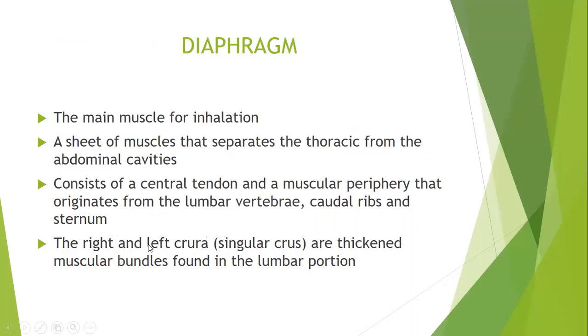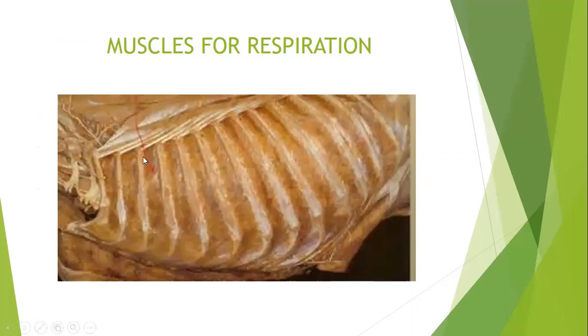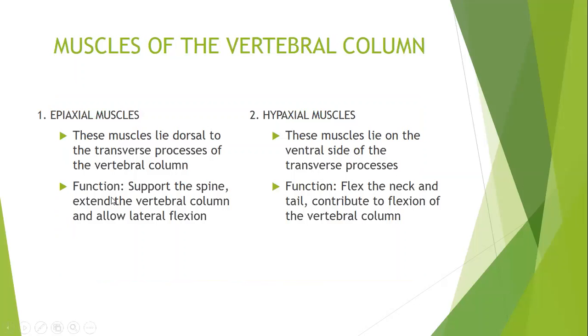So we go back to this one. For the external intercostal muscles, this is one rib, rib 1. Its origin is on the caudal border, so it's here. And then it's inserted into the cranial border of the next rib. So it only occupies one intercostal space.